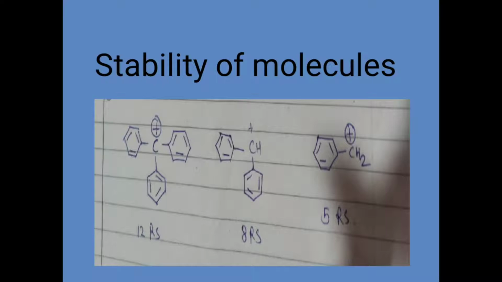Due to the resonance structures, the first structure is more stable than the second, and the second structure is more stable than the third. Therefore, in the first structure there are more resonating structures, and therefore we calculate stability. The first structure is more stable. In this way, resonance effect is used for the stability of molecule.